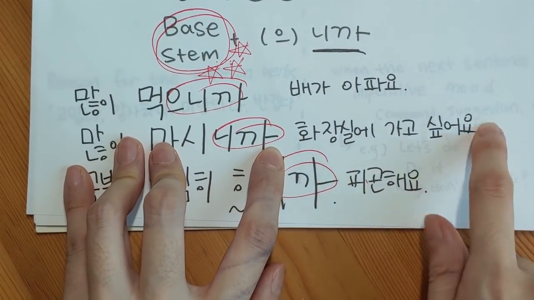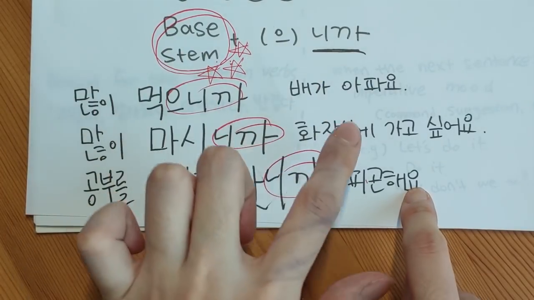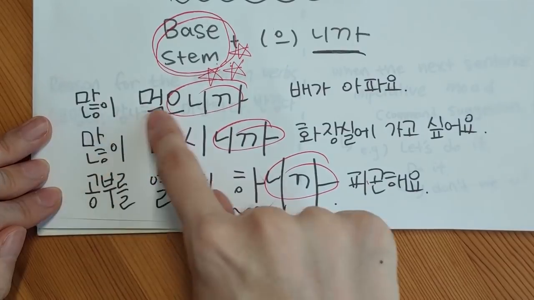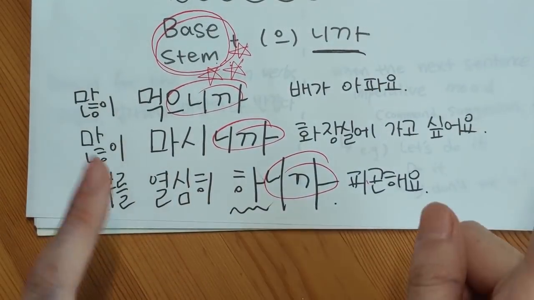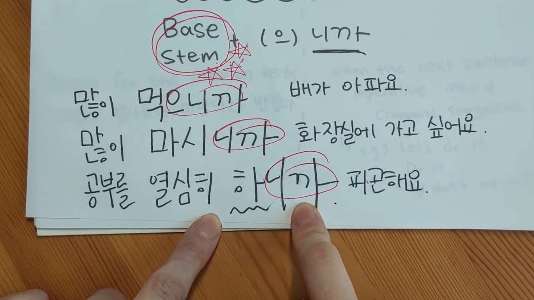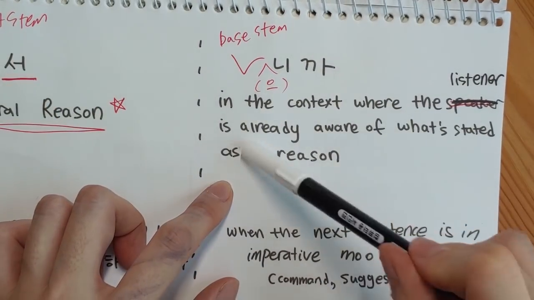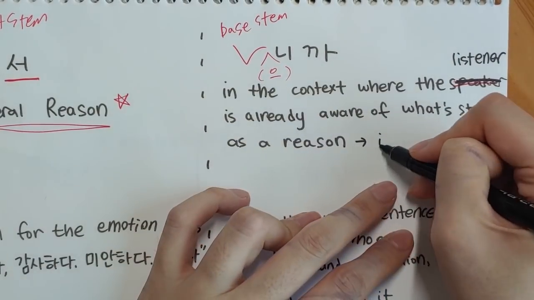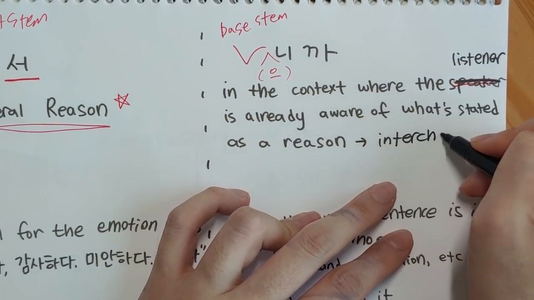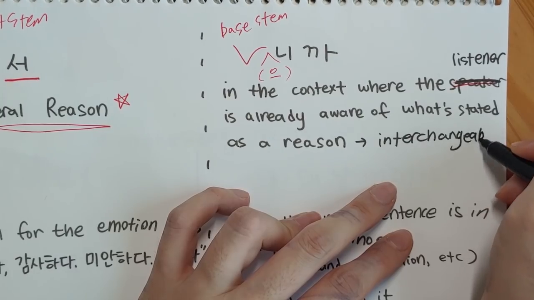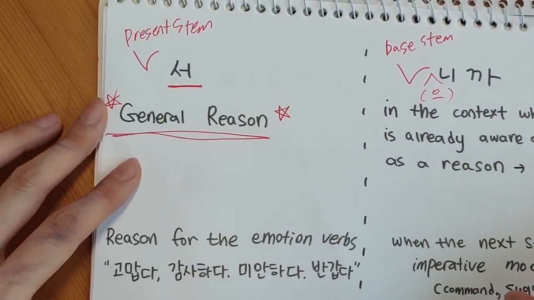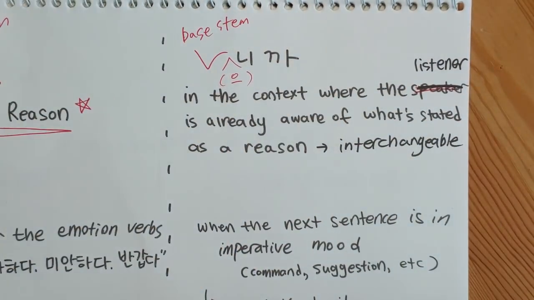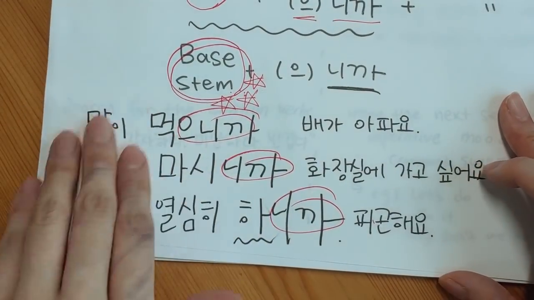So I want to go to the bathroom. So the result is something that the listener doesn't know yet, but the reason is something that the listener knows. In that case, you can use 니까. But it doesn't mean that in this context, only 니까 can be used. Actually, in this case, I would say it's more interchangeable. So it's okay to use both 니까 or 서 if it's in the context where the listener is already aware of what's stated as a reason.